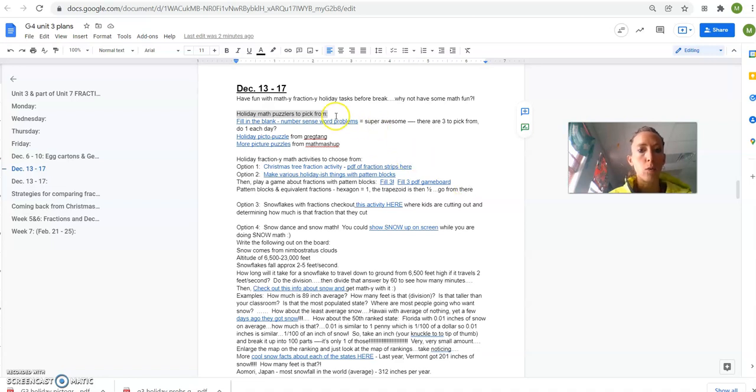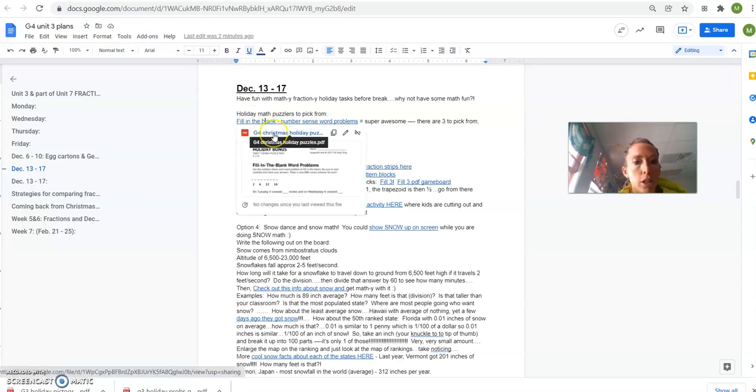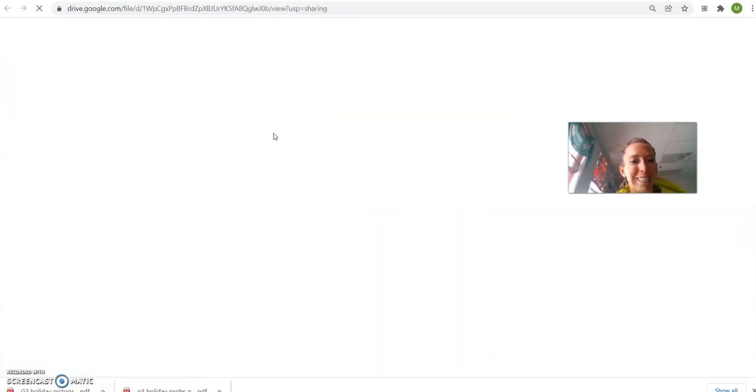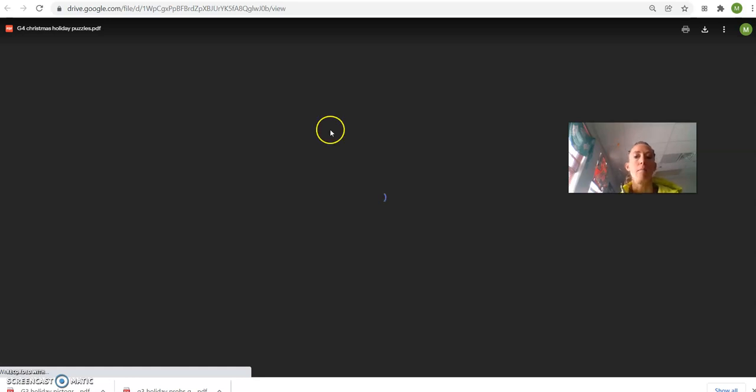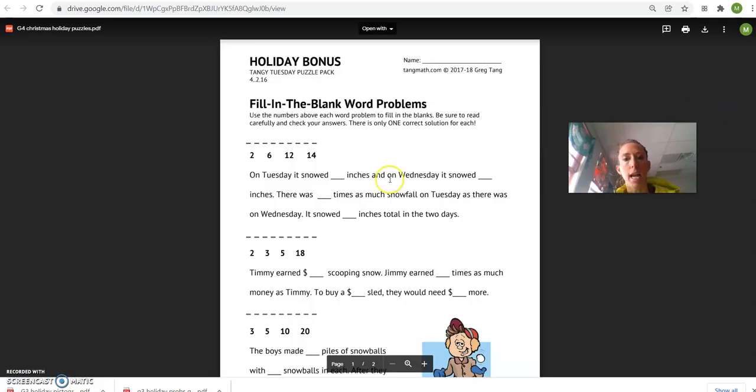Okay, here we go. Week before holiday break, here are some holiday fractiony mathy ideas for you. To start off with, I have math puzzlers to pick from. This is on the grade for Unit 3 plans, just so you know. First thing you could use throughout the week looks like this. These are some holiday puzzles from Greg Tang.